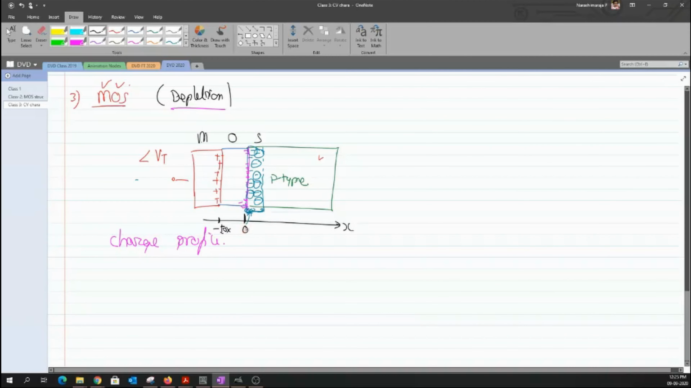So this is 0. When x is equal to 0, we are at the interface between the oxide and the semiconductor. When the x value is at minus TOX, we are at the interface between the metal and the oxide. I hope that this notation is clear to you.